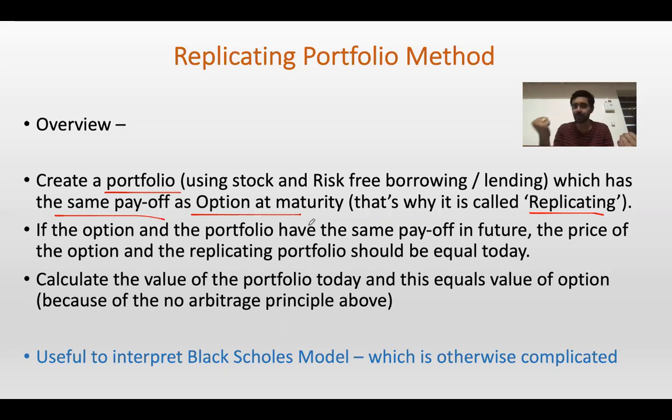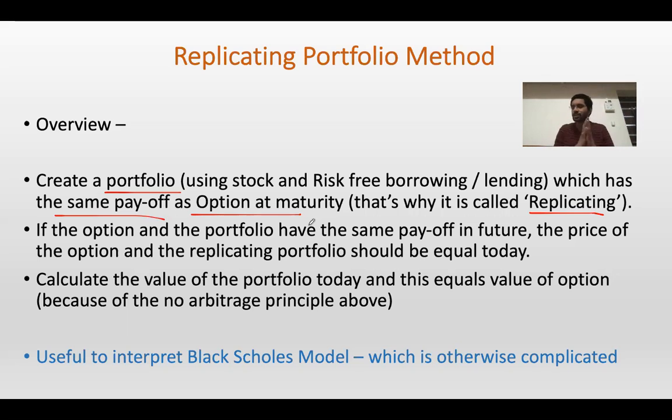So we do not know the price of the option, but we will calculate the price of the portfolio, and we are going to say that since both these have the same payoff in future, the price of the portfolio should be equal to the price of the option so as to avoid any arbitrage profits, right? So the price of the portfolio should be equal to the price of the option, and this price of the option is what the premium should be, what should be paid by the holder of the option to the writer of the option.